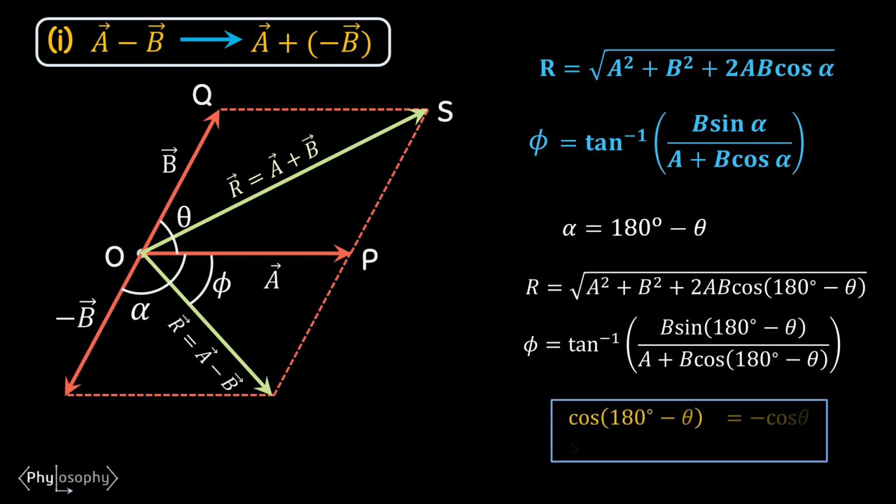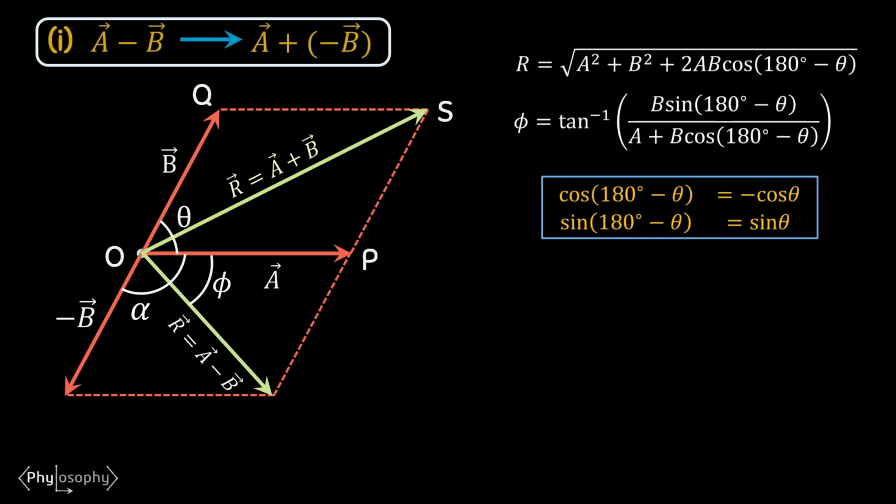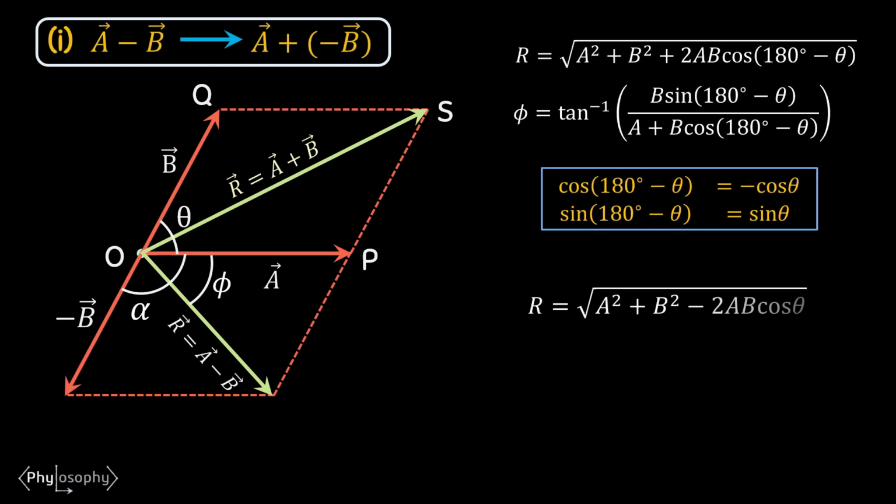Now note that cos(180 degrees minus theta) is minus cos theta and sin(180 degrees minus theta) is sin theta. So if we use these two relations, then we will have R equals square root of a squared plus b squared minus 2ab cos theta, and phi equals tan inverse of b sin theta over a minus b cos theta. So this is the magnitude and direction of the resultant vector R, or the vector a minus b.